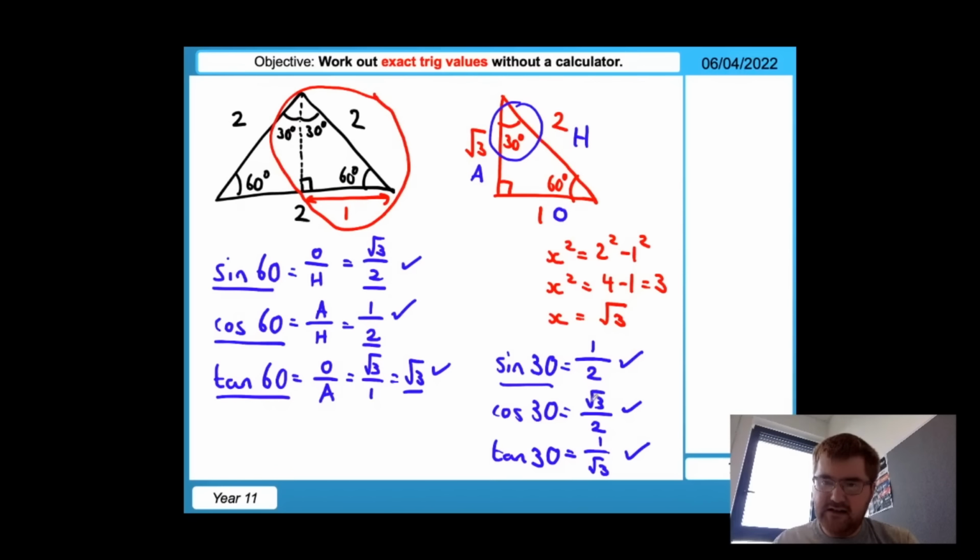So sine 30 is a half, cos 30 is root 3 over 2, and lastly tan 30 is equal to 1 over root 3. So the 9 angles underlined: sine 30, cos 30, tan 30, sine 60, cos 60, tan 60, and then finally sine 45, tan 45, and cos 45. These are exact values you need to know for the non-calculator paper. I had a request to do a video like this, so hopefully you enjoyed this video and now know how to work out these exact values really, really quickly.